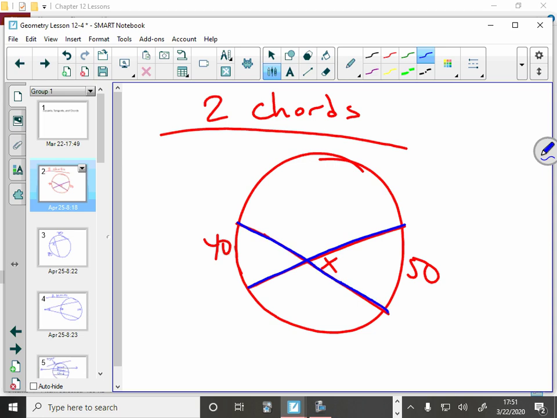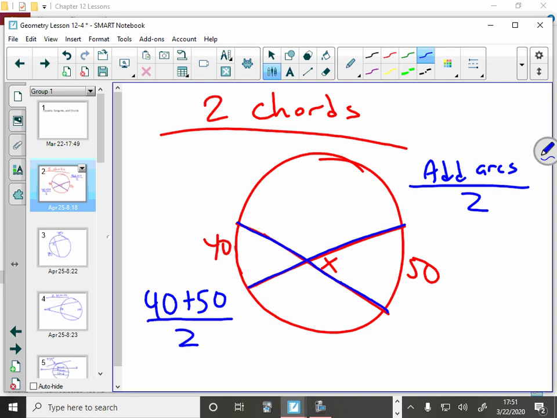The way that we find the value of x is we add the arcs and divide by 2. So the way that I find the value of x is 40 plus 50 divided by 2. And on this section, I'm just going to show you examples because this is the way that the problems work. I'm not going to write down the theorems, but you add that and divide by 2, which means x is equal to 45.